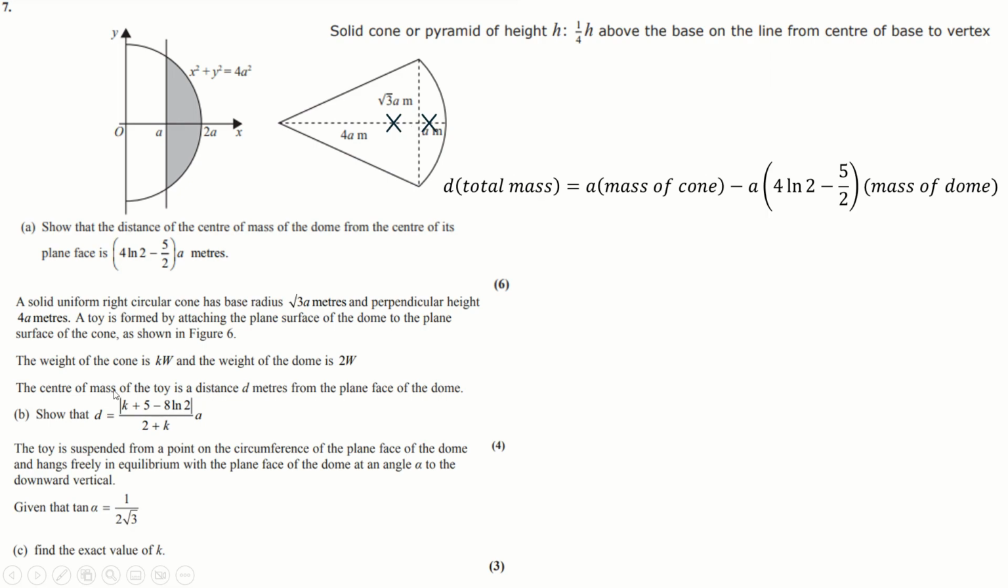That's what these bars are for. You don't actually need to get these bars in your answer. It's just saying you can either have k plus 5 minus 8 log 2 or 8 log 2 minus 5 minus k. Either is acceptable, and it will just depend whether you put the minus here or the minus here.